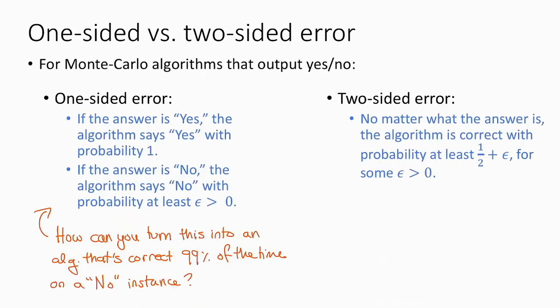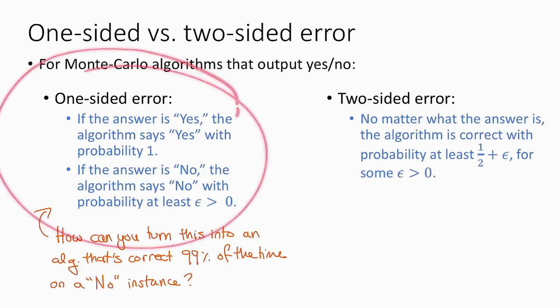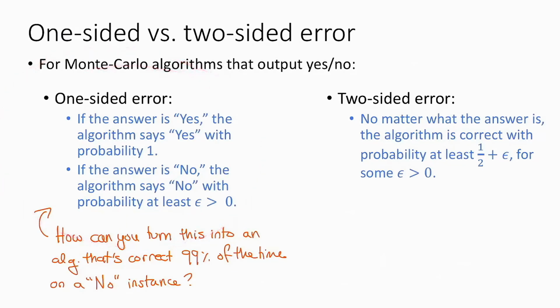Okay, so that's how we can boost an error guarantee that looks like this into one that is successful 99% of the time in a no instance. So that explains why this is a meaningful guarantee to have. All right, so that was one-sided error. We can also talk about two-sided error.